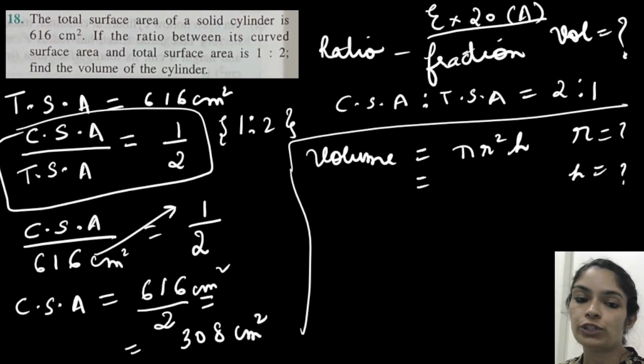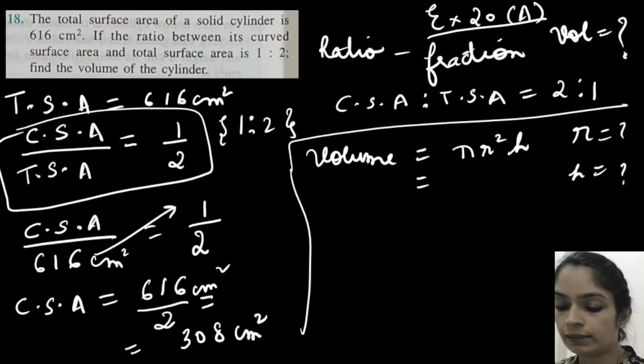Now again we have to check the given things. See, till now we know two things: we know total surface area and we know curved surface area. So we'll try to find the value of radius from that only. Let's do that now.